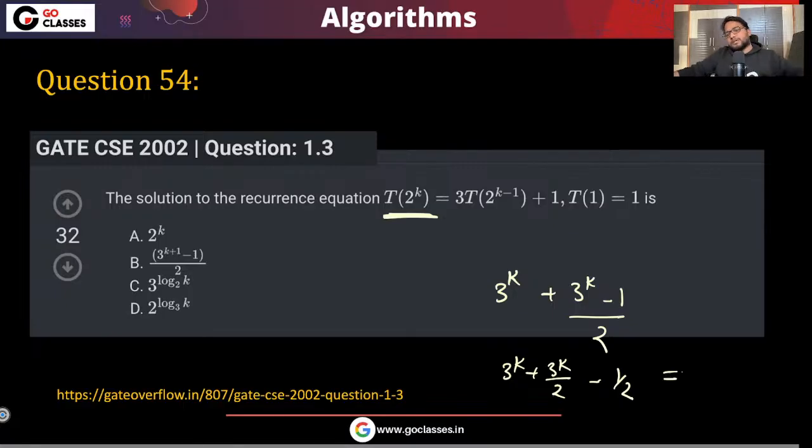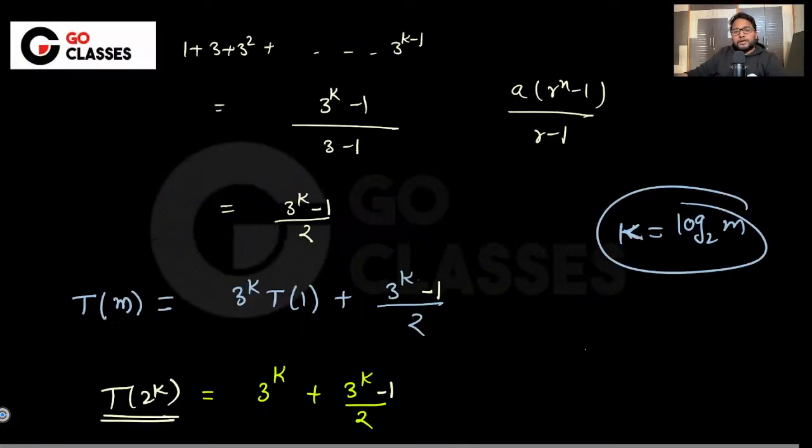Yeah. So this is basically 2 into 3 power k plus 3 power k. So 3 into 3 power k divided by 2 minus 1 by 2. So I think B is the correct answer, right? B is the correct answer. So basically it was just a small typo that we made. Otherwise B is the correct answer.